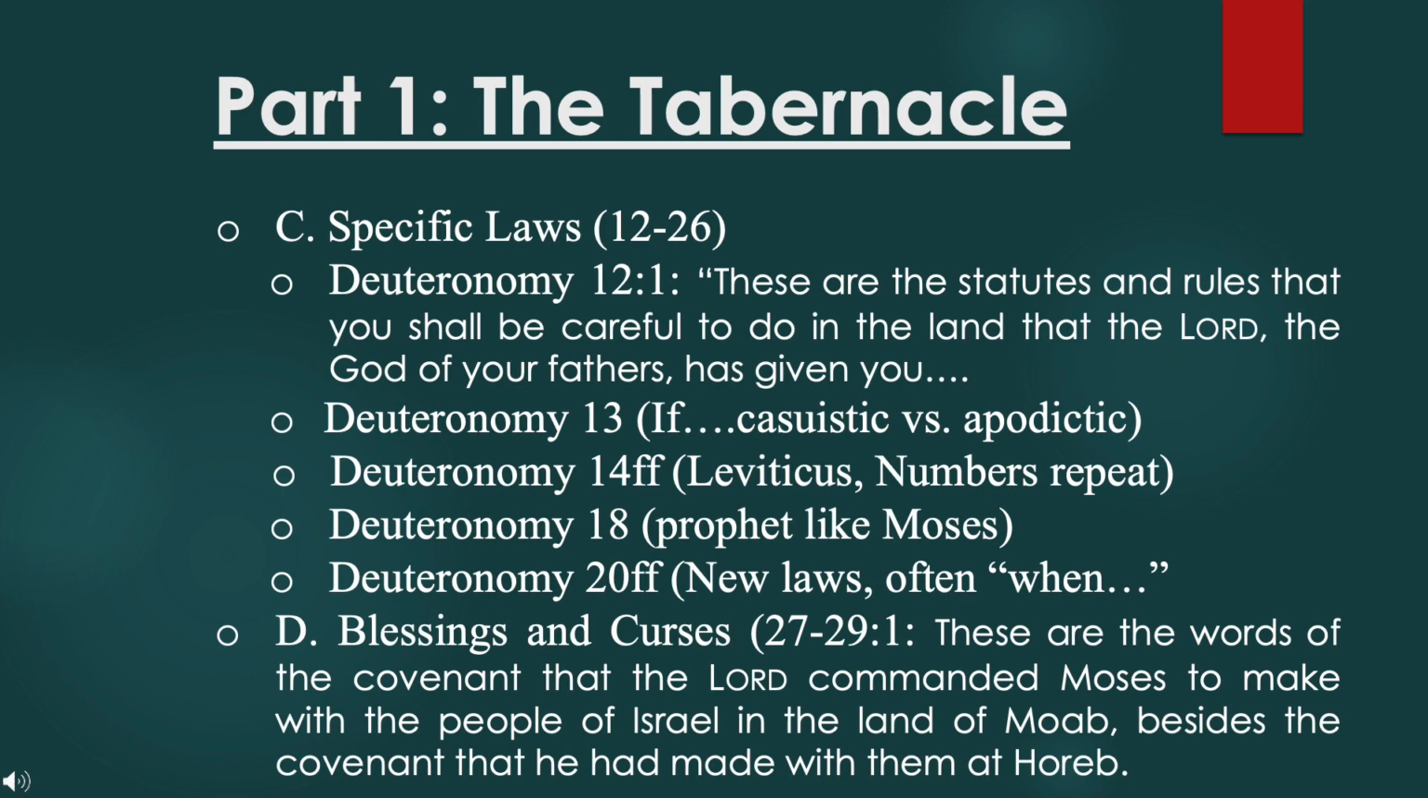The specific laws continue through Deuteronomy chapter 26. Beginning in chapter 12, verse 1, we read, "These are the statutes and the rules that you shall be careful to do in the land the Lord, the God of your fathers, has given you." The laws then continue on all the way through chapter 26, but they're not all the same type of law. Chapter 13, for instance, has some casuistic laws. If this happens, then this, versus the apodictic laws, which are found in Deuteronomy chapter 5 as a repeat of Exodus chapter 20 and the 10 Commandments.